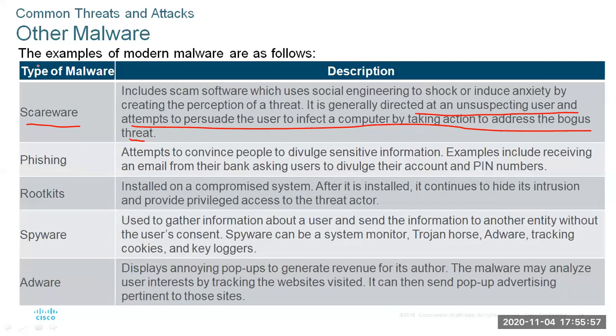Now, we also have phishing. Phishing is an attempt to convince people to give very important information, like your PIN number, your ATM number, your card number. Somebody sends you an email alert or a text message that your account has been compromised, or we're running an update. Please provide us with your BVN, your credit card number, your PIN number, or whatever it is. That's phishing.